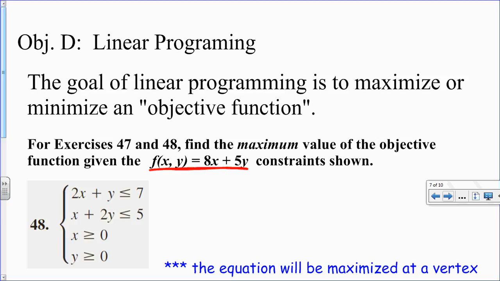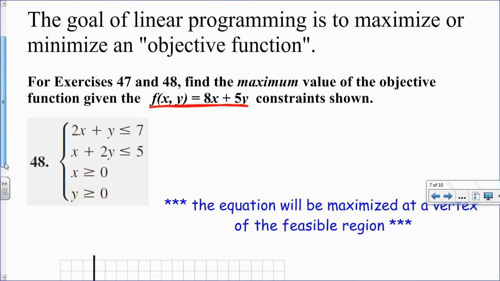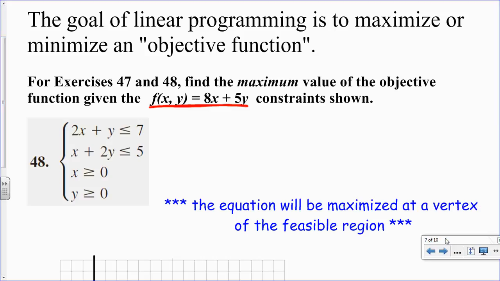These are what you graph. You graph the inequalities. You do not graph your objective function, you graph your inequalities. You will use your objective function once you have your corner points. So it's a fact that your objective function will be maximized or minimized at one of the corner points, at one of the vertices. Okay? So that's why it's important that I find those corner points.